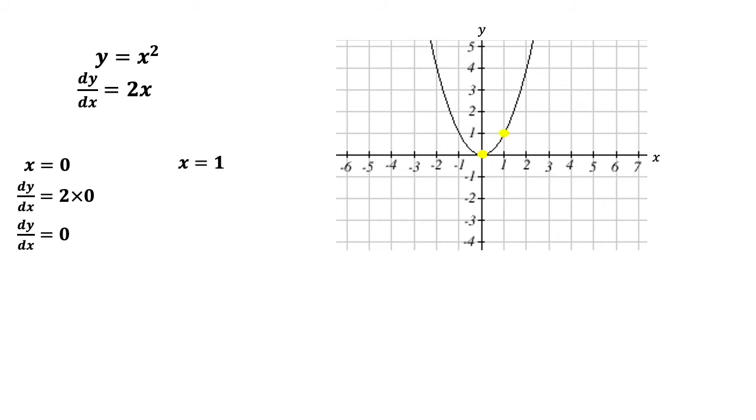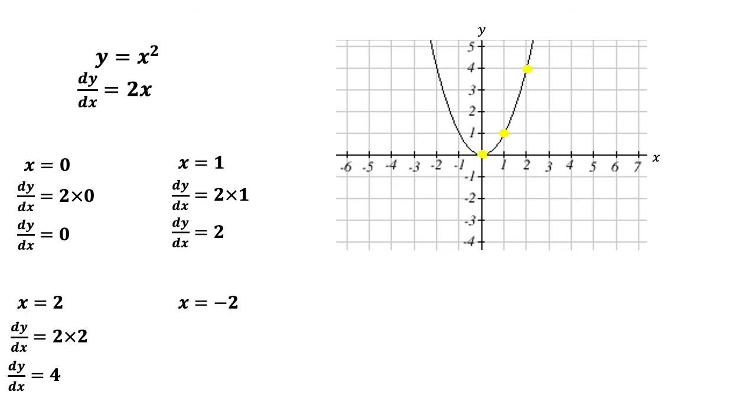If x is equal to 1, and I want to work out the gradient, what I can do is use the differentiation again and substitute 1 in. So instead of 2x, 2 times 1, which gives me 2. So the gradient of the curve when x is equal to 1 is equal to 2, which means the gradient of the tangent to the curve when x is equal to 1 is 2. And similarly, I can look at x is equal to 2. The gradient when x is equal to 2 would be 4, and then when x is equal to minus 2, the gradient would be minus 4.